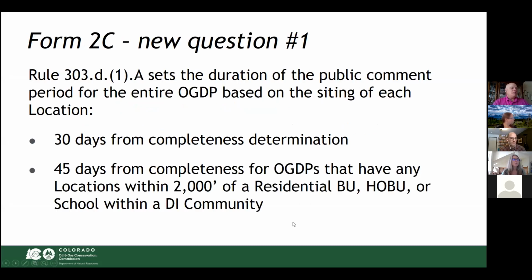So we realized that Rule 303.d.1.A sets the duration of the public comment period for the entire oil and gas development plan based on the siting of each location. Normally, the public comment period will be 30 days, starting with the completeness determination, but for OGDPs that have any location within 2,000 feet of a residential building unit, high occupancy building unit, or a school facility within a disproportionately impacted community, the public comment duration will be 45 days from completeness determination.